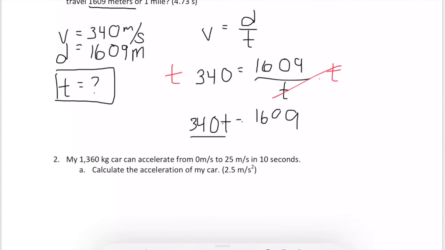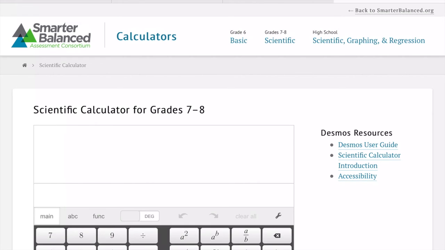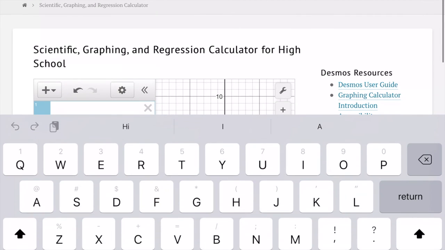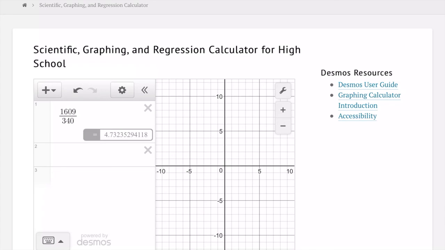Divide by 340 on both sides. And now I substitute into Desmos. I'm going to take that t is equal to 1,609 over 340. Going to go right over to Desmos, and I'm actually going to do it in the high school calculator. This is the one when you take the NGSS later that you're actually going to have to use. And the number I'm substituting is 1,609 divided by 340. Return. And notice that Desmos gives me 4.73 as my result.